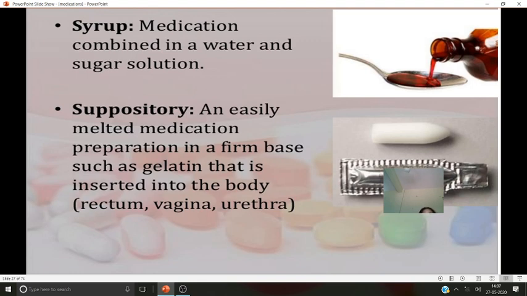Then coming to suppositories. A suppository is an easily melted medication preparation in a base such as gelatin that is inserted into the body, maybe in the rectum, the vagina, or the urethra. When we insert the suppository inside the rectum, it dissolves and releases the medicine. So the action will be served. So that is the suppository. Okay.